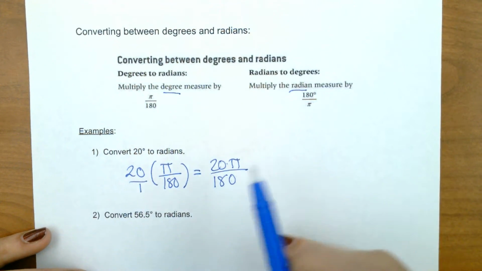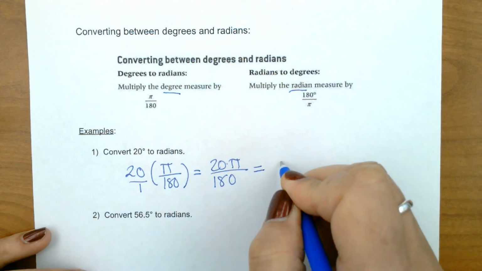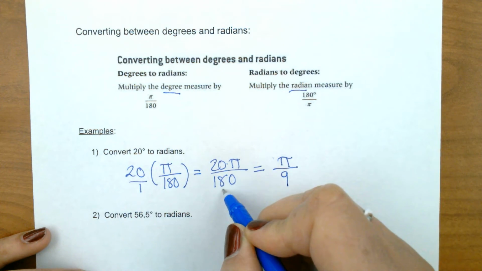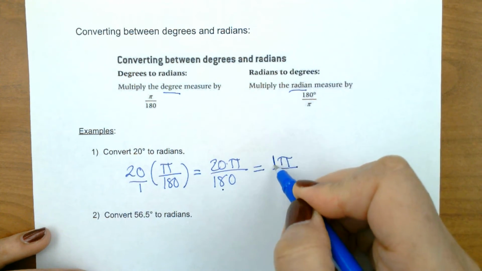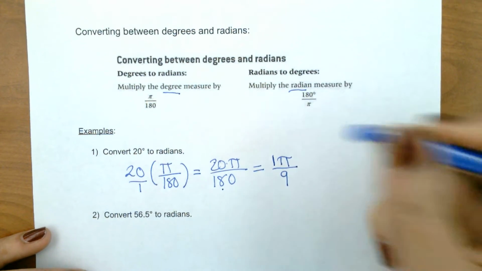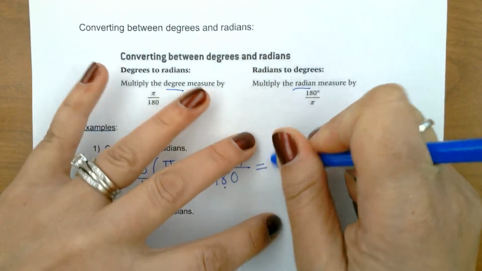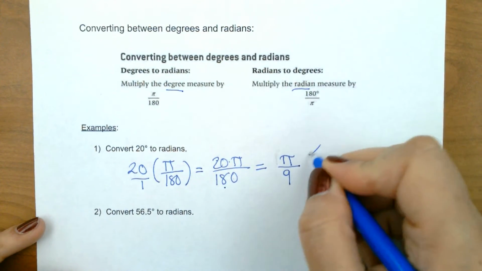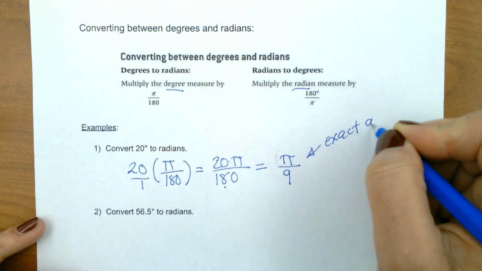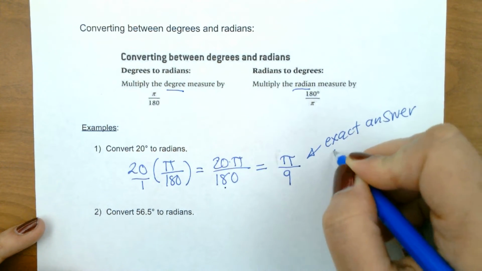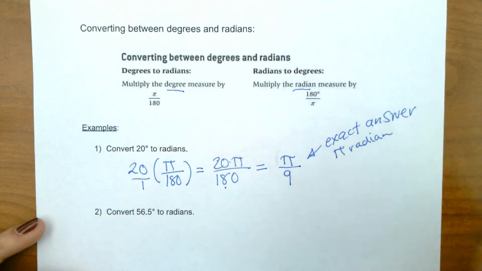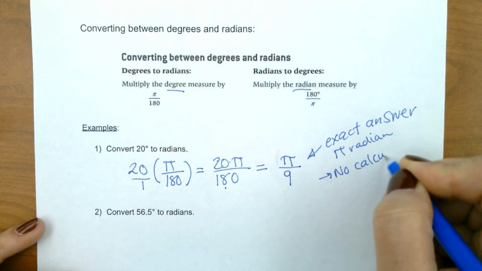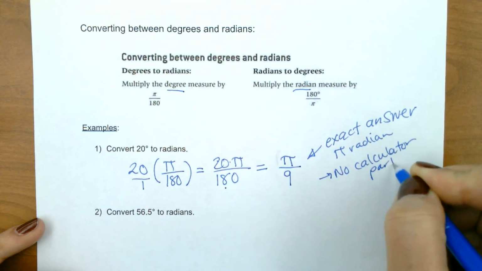Now we have to reduce these numbers. When we reduce, we're going to be able to get 1 pi over 9. 2 over 18 is just 1 over 9. You could put 1 here, however, it is customary to not write the 1. The 1 in front likes to disappear. So this is going to be called your exact answer. It's in pi radians. It's not in decimal. You would probably see this on a no calculator part, and you would have to reduce that.